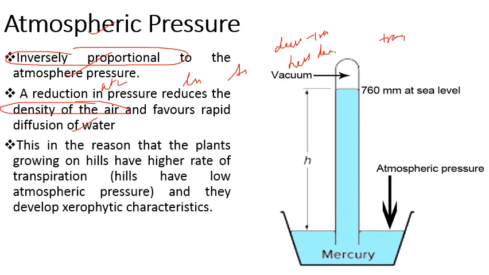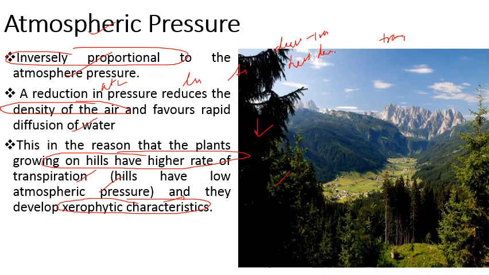So this is the reason that the plants growing on hills have a higher rate of transpiration, because the atmospheric pressure is very low on the hills. Hills have low atmospheric pressure and they develop xerophytic characteristics. So इसलिए जो trees पहाड़ों पे grow करते हैं, they have some xerophytic characters, like their leaves are reduced into spines, or mostly, जो hills होते हैं वहाँ पे shrubby vegetation होती है या small grasses होती हैं. So this is because of low atmospheric pressure and there are chances of higher transpiration. So to prevent this higher rate of transpiration, they develop certain xerophyte-like characteristic features.